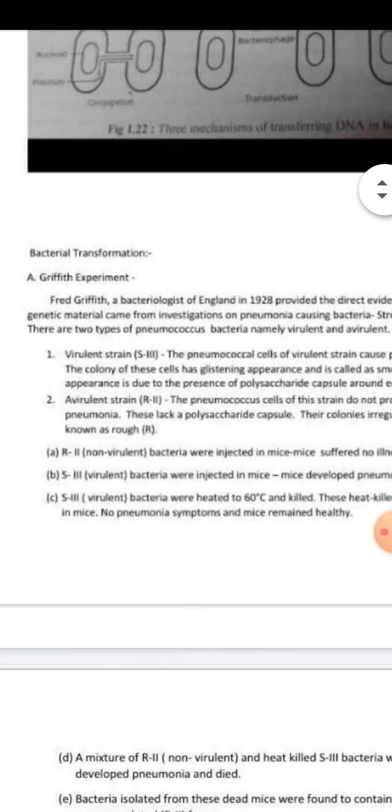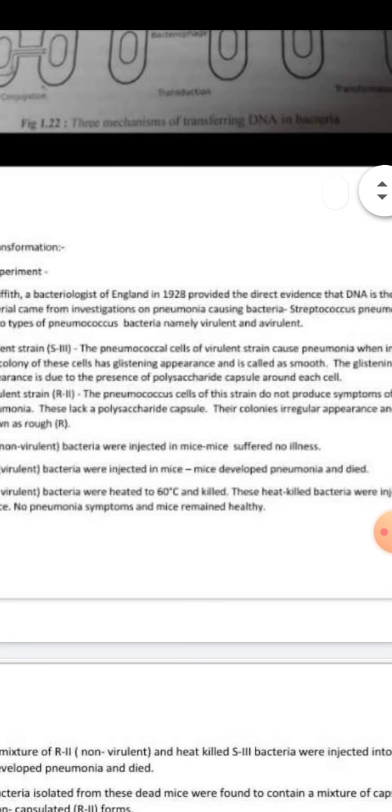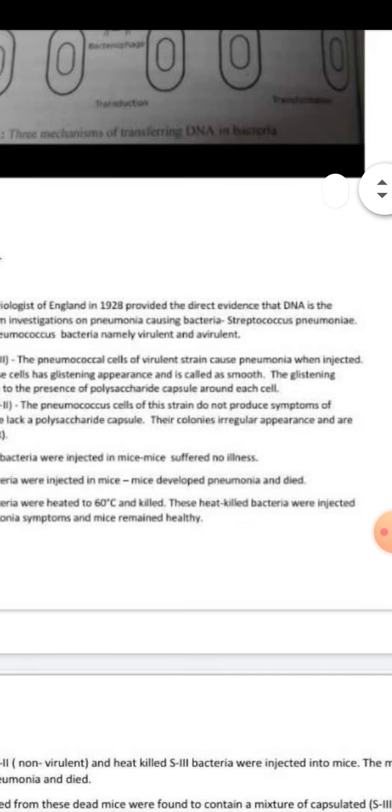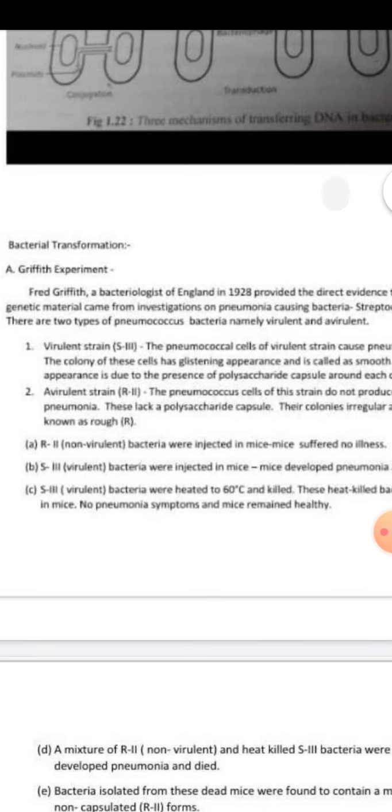So virulent bacteria were heated to 60 degrees centigrade and killed, and these heat killed bacteria were injected in mice. So the third type was the virulent strain.